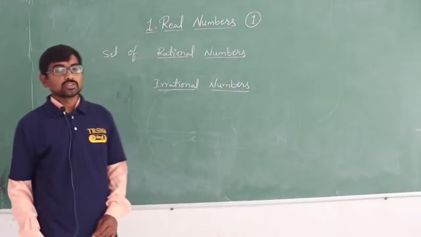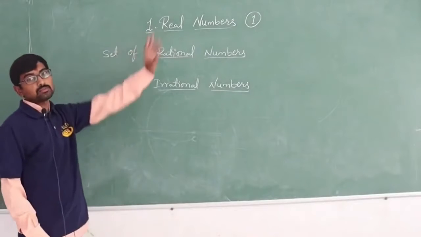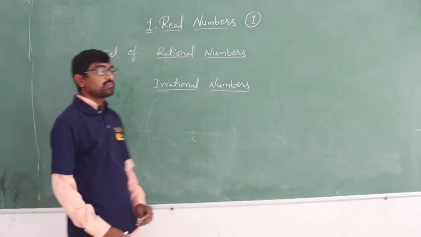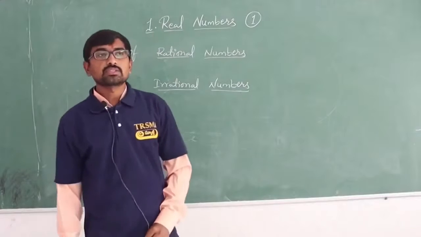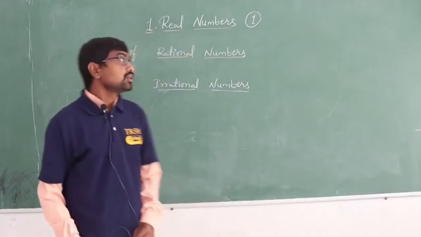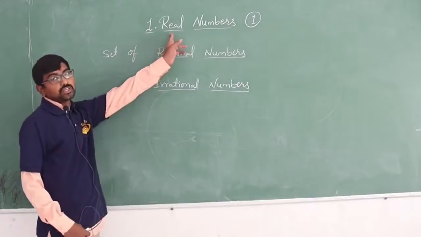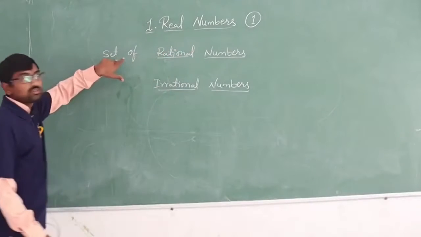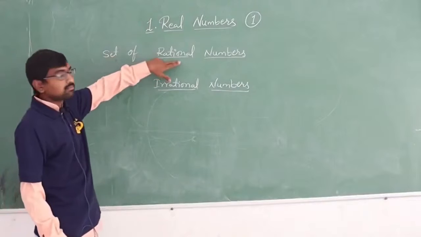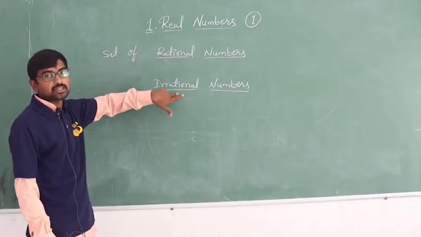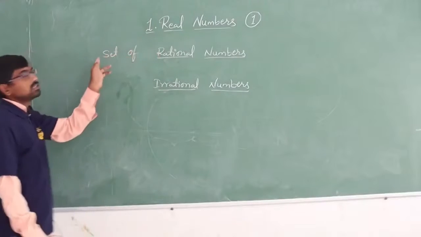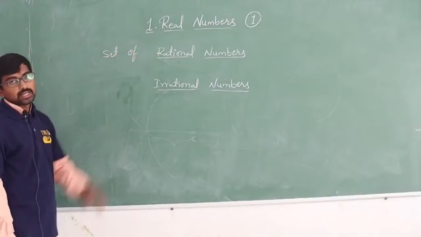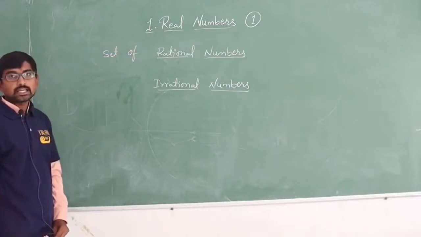Today we are going to start a new chapter, chapter number 1, real numbers. In previous classes you have discussed numbers and number systems. You all know the definition of real numbers. What is a real number? Real numbers are the set of both rational numbers and irrational numbers.